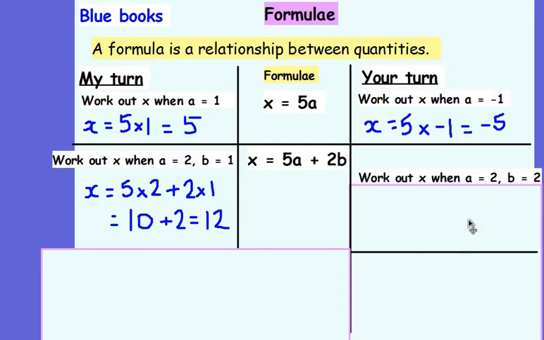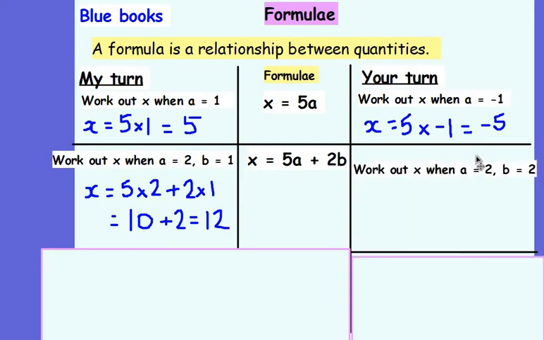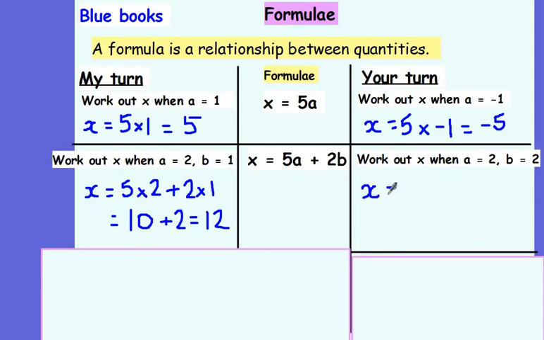Over to you, Year 9, in your dark blue books. Here's one for you, using the same formula. What happens when a is 2 and b is also 2? Right, let's go through it. We've got x is equal to 5 times 2 plus 2 times 2. 5 times 2 is 10. 2 times 2 is 4. So I've got 14 altogether.